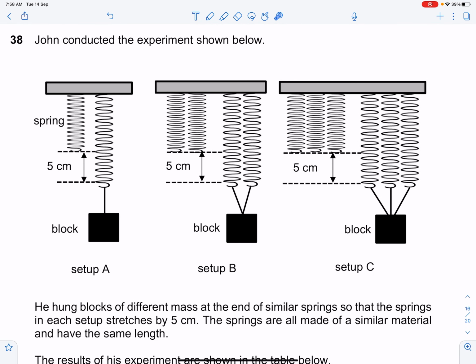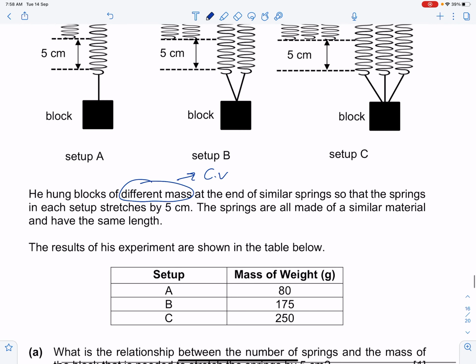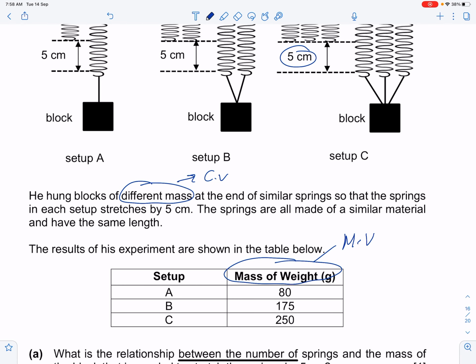Question 38. John conducted the experiment below. He hung different masses at the end of similar springs so that the springs each have a set up that stretches by 5 cm. The springs are all made of a similar material and have the same length. So the first thing you do, if you ask me, I will always want to know what is the measured variable and what is the change variable. The different mass being hung is my change variable, and my measured variable is the mass of weight required to stretch it to 5 cm.